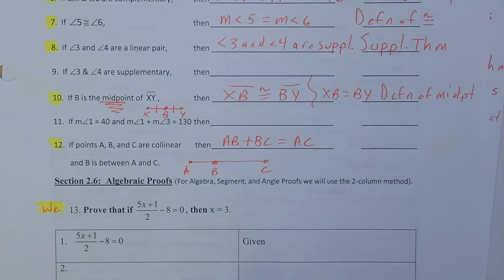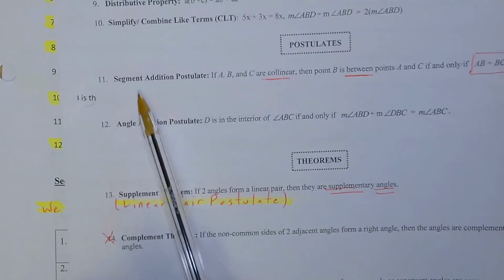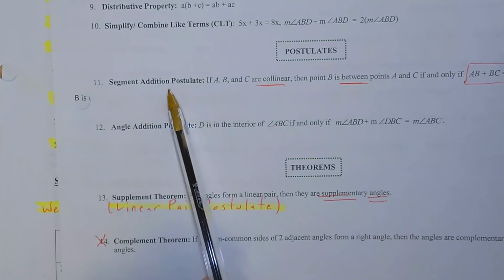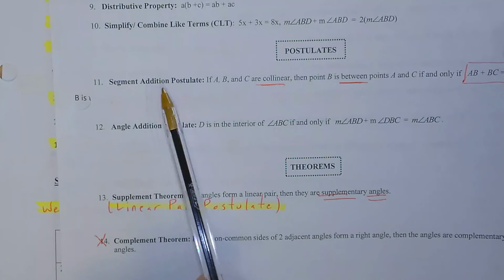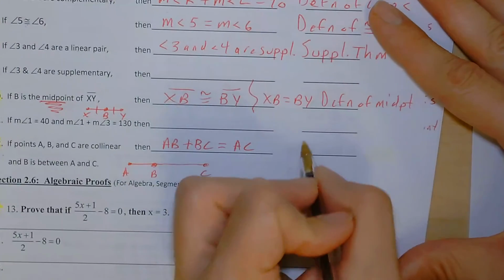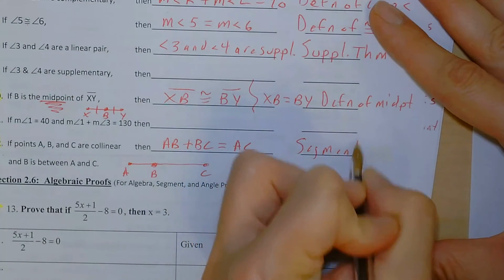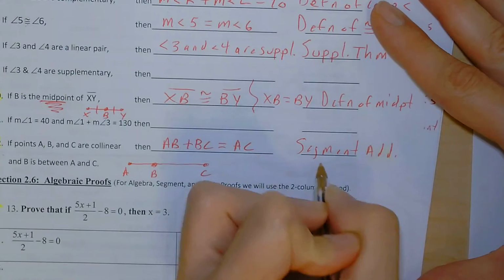Now, what do we call it? Well, we call it based on what the name is for the postulate. It's called segment addition postulate, which I kind of mentioned to you earlier in the year. You may not remember it, but it's called the segment addition postulate.